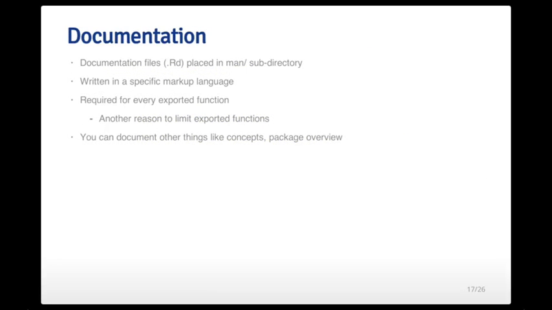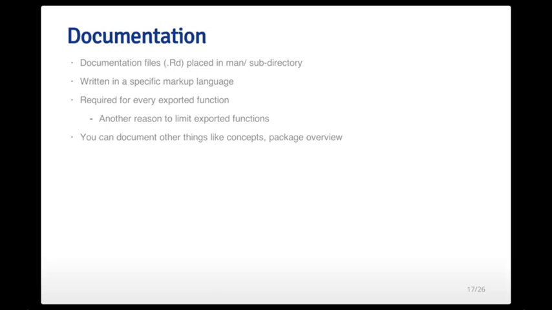Once you've got the description file, the R code, and the namespace file, the next thing to deal with is documentation. Documentation is very important because it allows the user to understand how your function is supposed to be used. Documentation files typically have a capital R and then D extension, and they are placed in the man subdirectory of the package directory structure. They're written in a specific markup language, which I'll show in just a second.